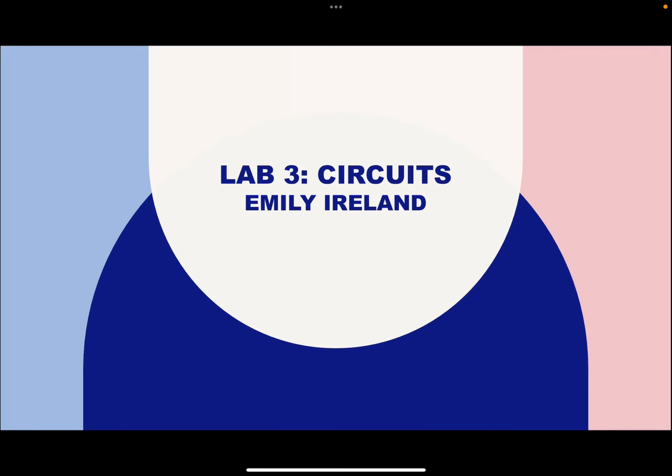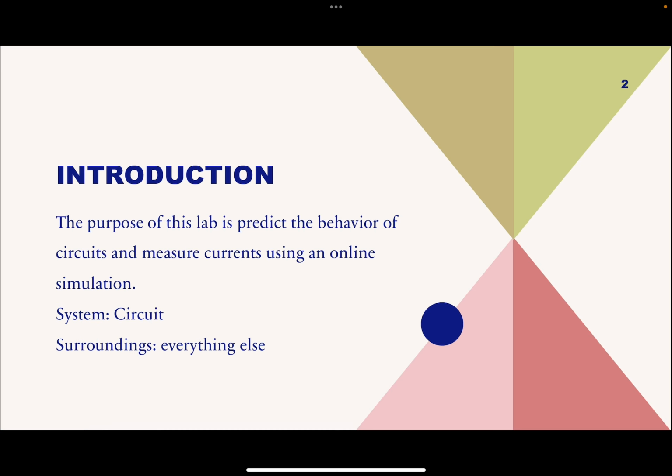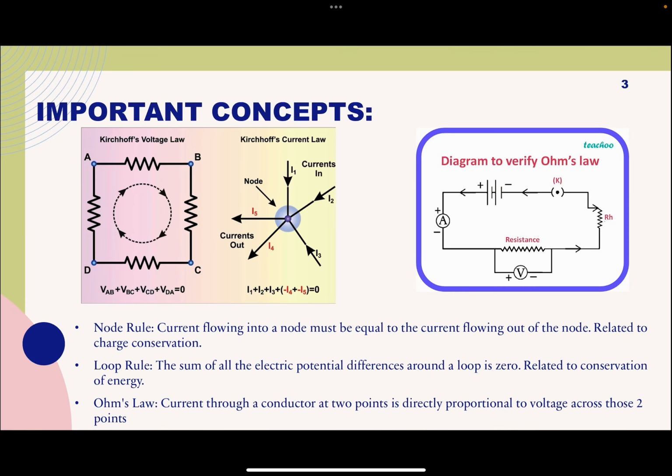Hello, my name is Emily Ireland, and this is my Lab 3 on circuits for Physics 2. The purpose of this lab is to predict the behavior of circuits and measure currents using an online simulation. The system is the circuit, and the surroundings are everything else.